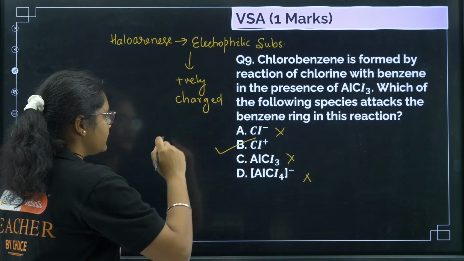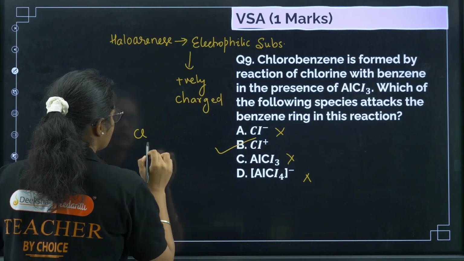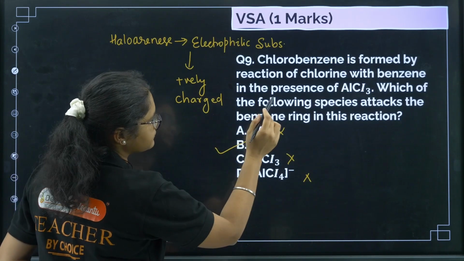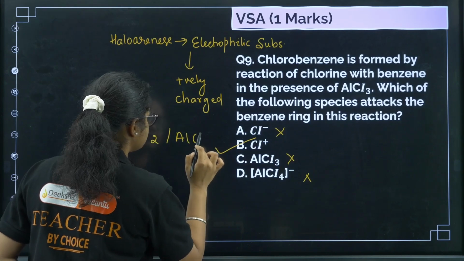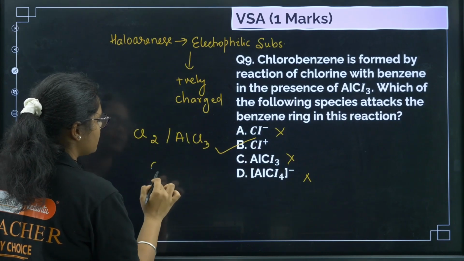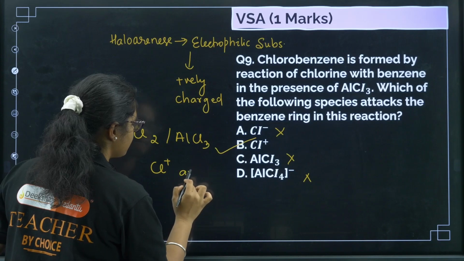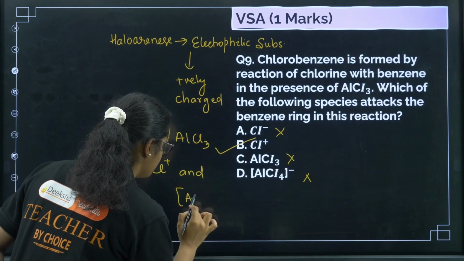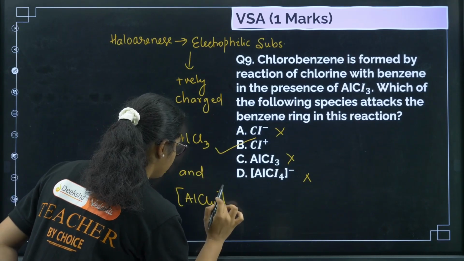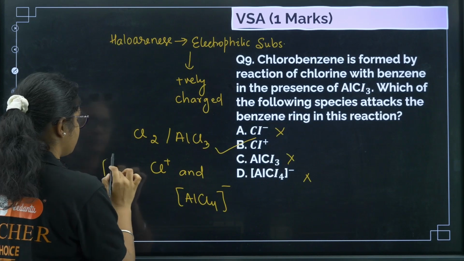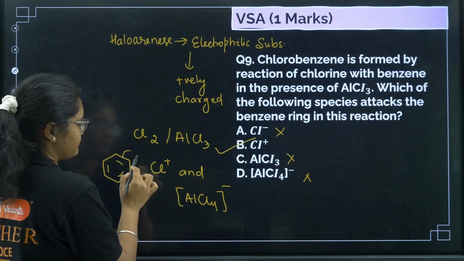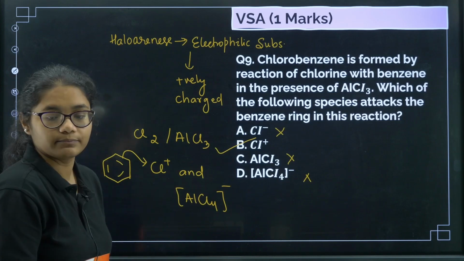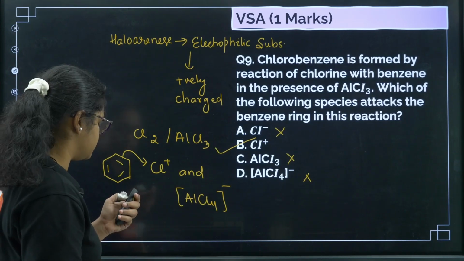But I'll tell you the exact mechanism. What happens, we take chlorine, Cl2 in the presence of AlCl3. Now what is formed here? We get Cl plus and AlCl4 minus is formed. Now if you have a benzene ring, what happens? The electron density of benzene attacks this chlorine. That is how the reaction takes place.